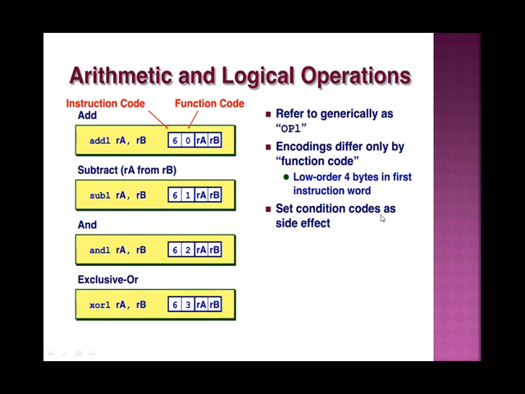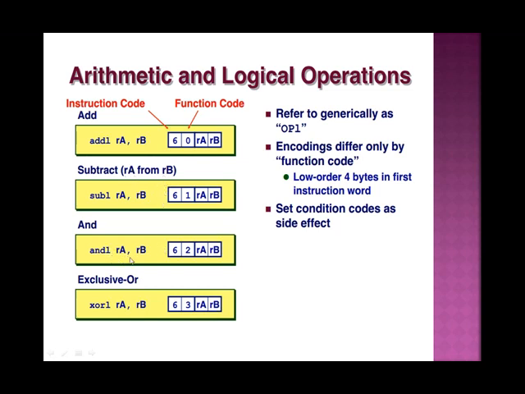Next, set condition codes as a side effect. Based on the result, set the condition codes. So this is your add operation, addl RA, RB, 60 RA RB. Subtract, subl RA, RB. This is used for subtraction. That is adding the RA and the RB and putting the result in RB. This is subtracting the RA from the RB.